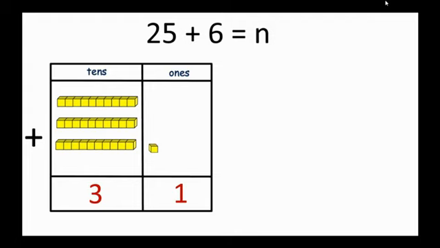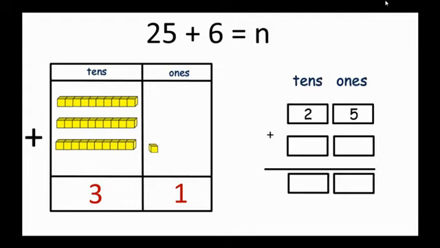Okay, we can also solve this without the blocks. Let's use the place value chart. 25 plus 6. Let's add the ones. 5 plus 6 equals 11. Again, we cannot write 11 in the ones place, so we need to regroup. We will put the 1 in the tens place. And then, let's now add the tens. 1 plus 2 equals 3. So 25 plus 6 equals 31.